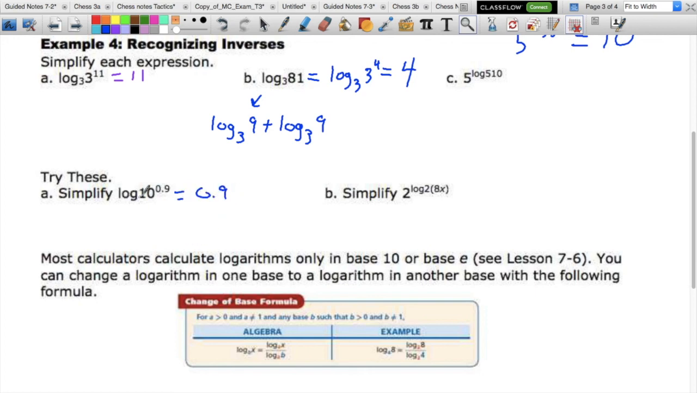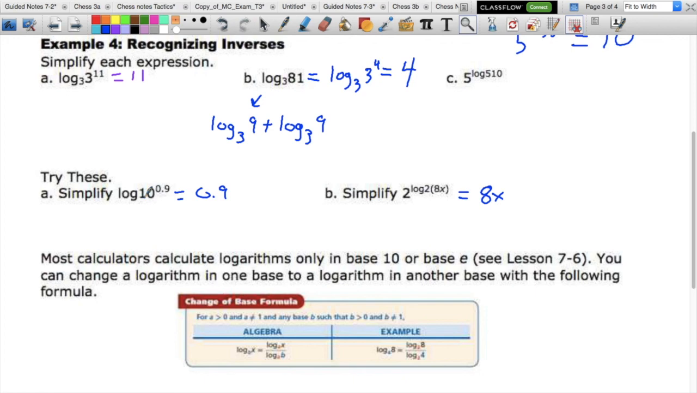Because this log base 10 of 10, it cancels. And then how about this one? It says 2 to the log base 2 of 8x. 8x. Again, they're inverse operations. They cancel each other, so it's just the exponent. Yeah, because these cancel each other. Log base 10 of 10 is 1. They cancel each other, so we just get the exponent. They're inverse operations.